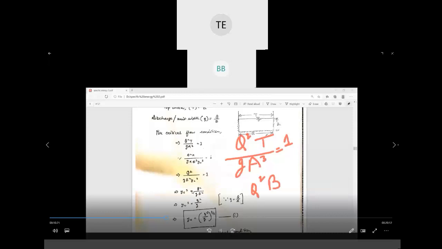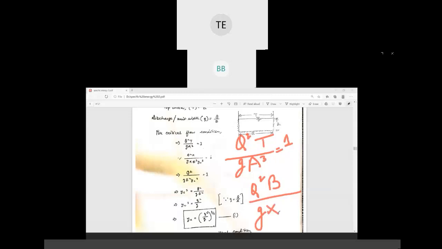the width of the channel divided by G, the acceleration due to gravity, multiplied by area. Area is nothing but, as we have already discussed, for this case the width of the channel multiplied by YC. So in place of area, we are going to substitute B multiplied by YC. Then we have A cube here, so it will be B cube multiplied by YC cube is equal to 1.